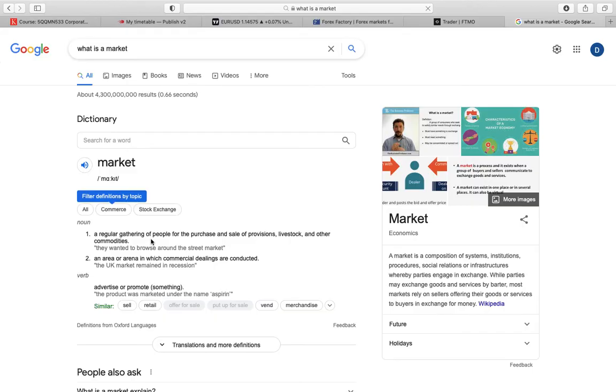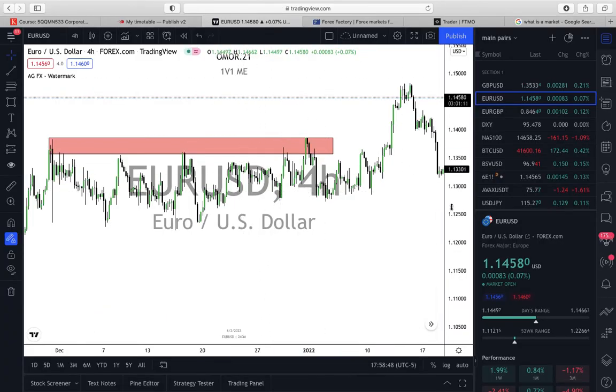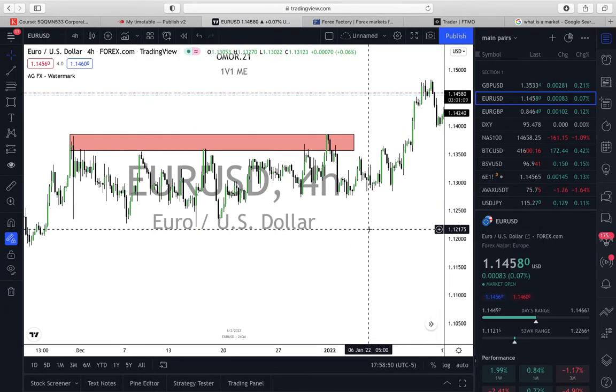A regular gathering of people for the purchase and sale of provisions, livestock, and other commodities. Yeah? All this is, forget looking at candlesticks, forget looking at high, low. It's a place for buyers and sellers. The market, yeah, and make a note of this.